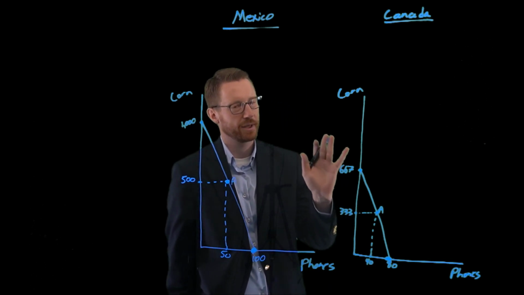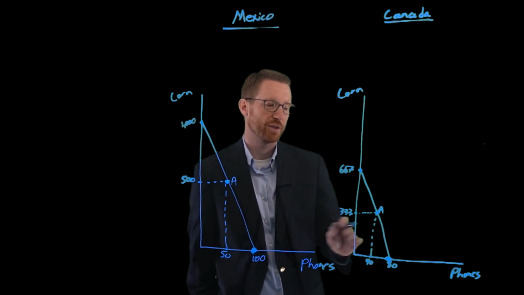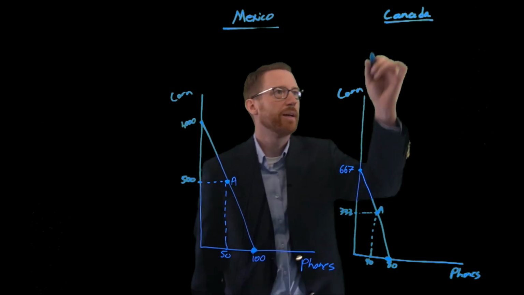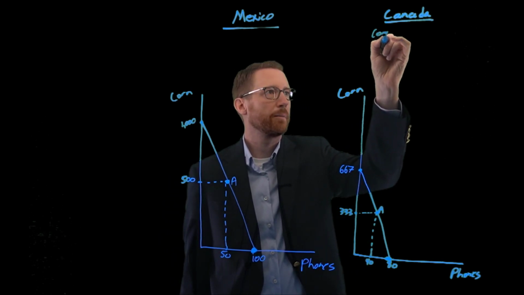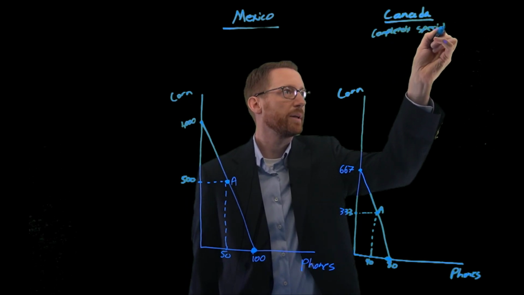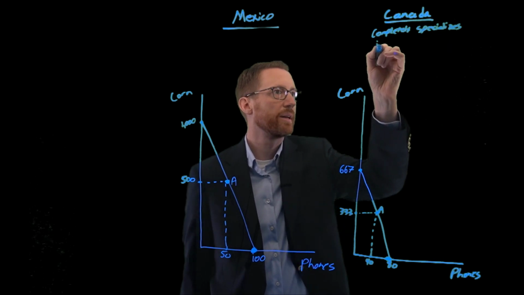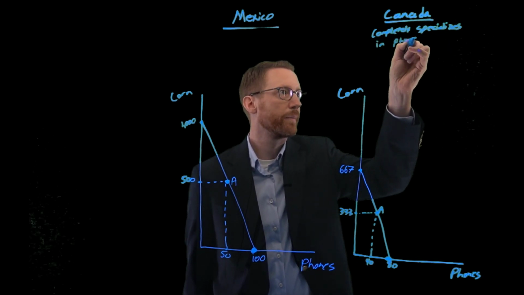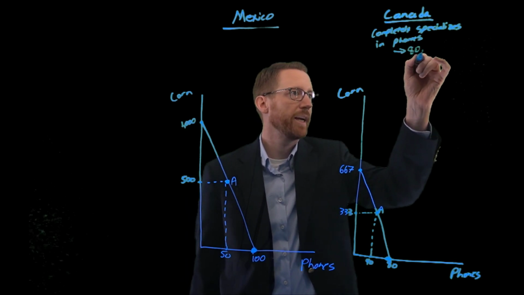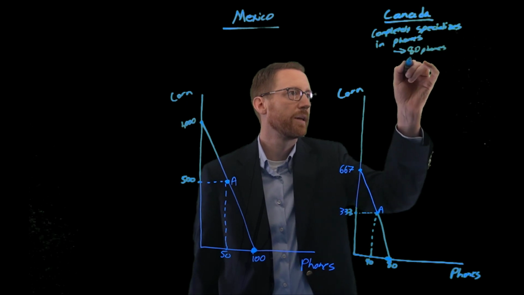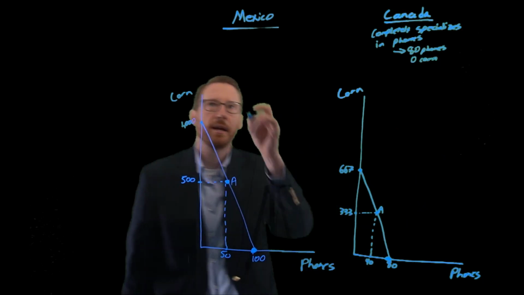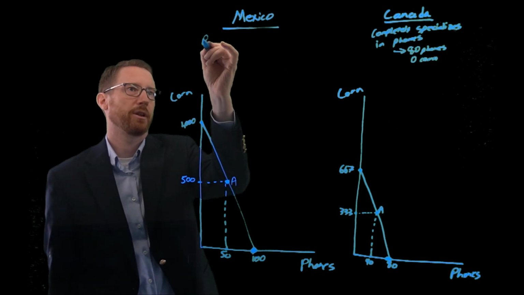So let's assume that Canada, who has the comparative advantage in phones, completely specializes in phones. That's all they make. So what does that mean? That means that they're going to produce 80 phones and 0 corn. And Mexico, on the other hand, only partially specializes.